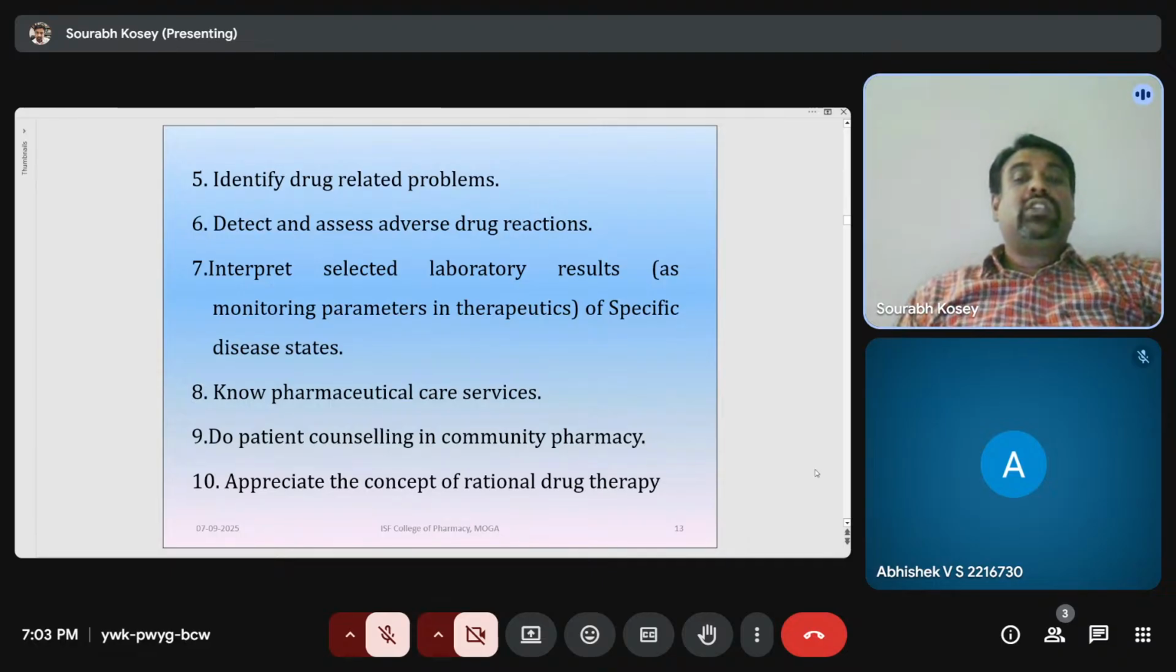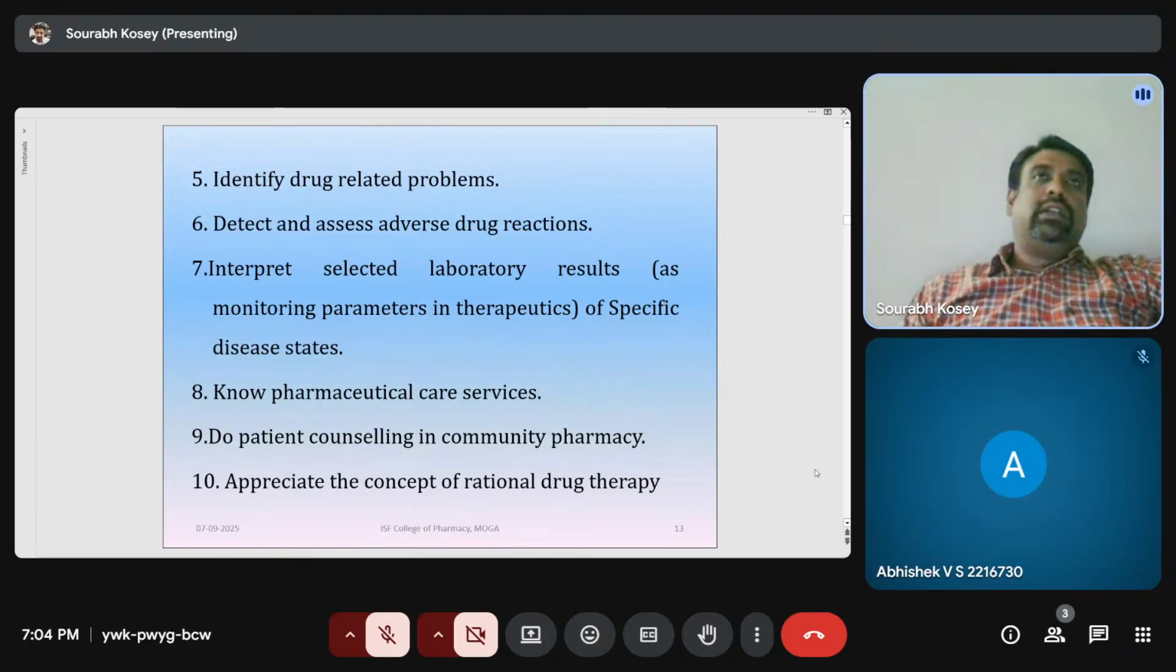Somewhere misdiagnosis takes place. So laboratory confirmation, therapeutic confirmation, radio diagnosis, biochemical diagnosis, certainly sometimes biochemical, etc. Then pharmaceutical care services, patient counseling in community pharmacy, and you need to appreciate the concept of rational drug therapy also.